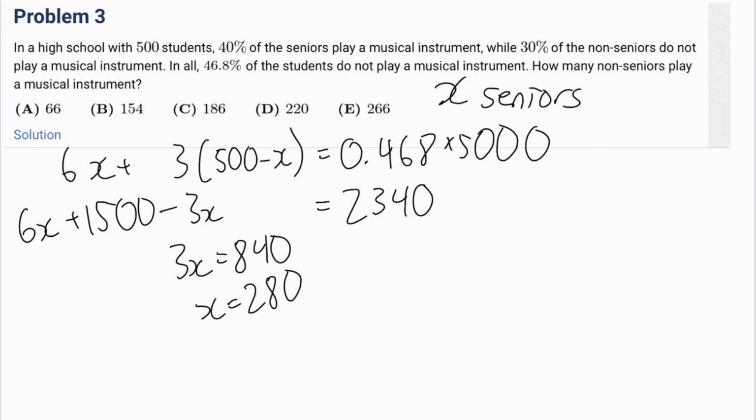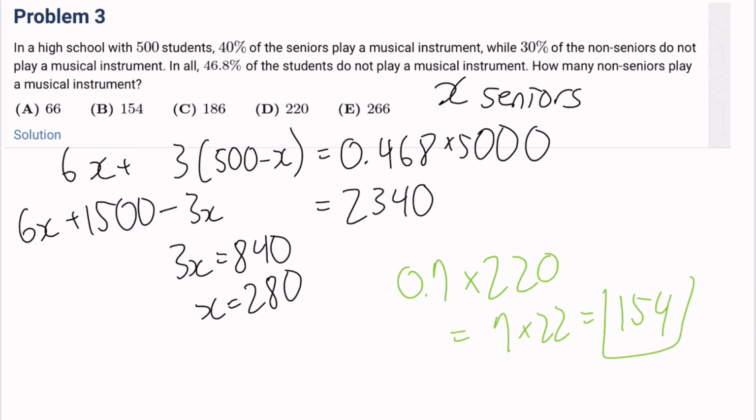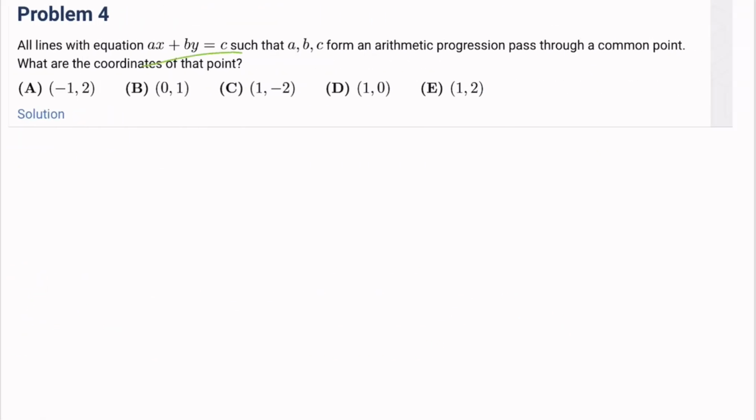And so x is the number of seniors, and we want the number of non-seniors that play a musical instrument. Since 30% of the non-seniors don't play, that means 70% play, and so we need 0.7 times (500 minus 280), which is 220. So this is 7 times 22, which is 154. So the answer is 154 people. It's B.